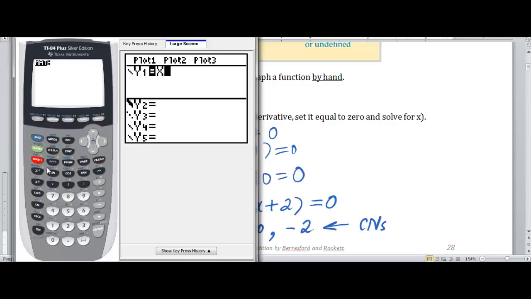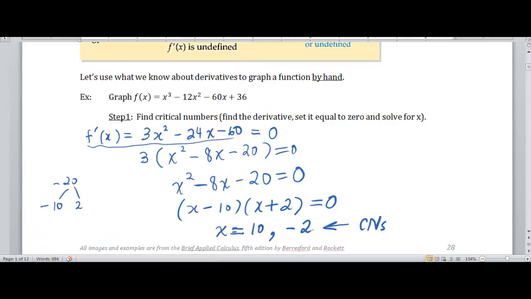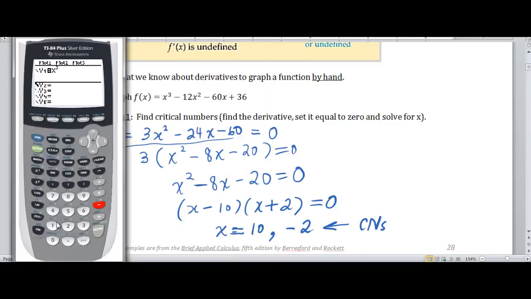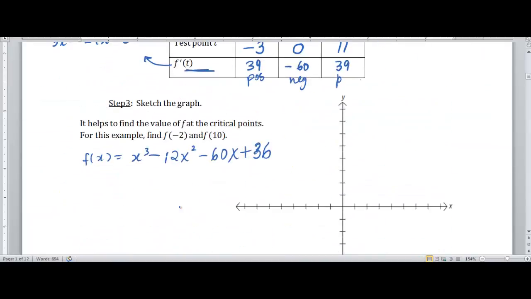x cubed minus 12x squared minus 60x plus 36. Okay. And we want to plug in the critical numbers into this function. So I'm going to go to second table, and at 10 and at -2. Okay, so let's put that here.